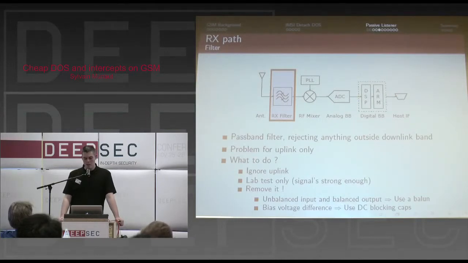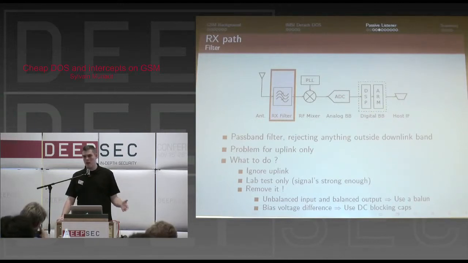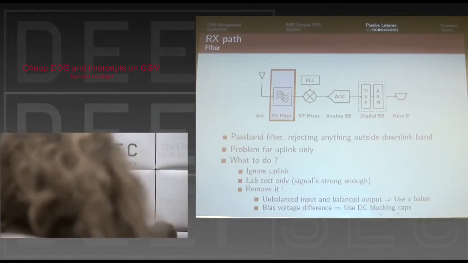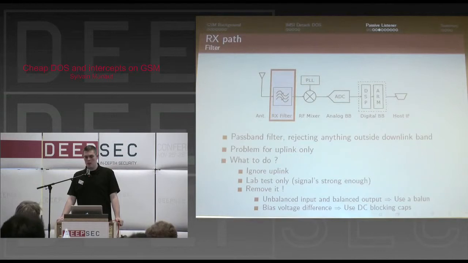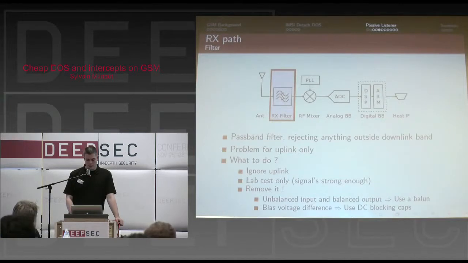And the other problem is a bias voltage difference. Basically, the input signal is referenced to the ground, and the output signal is referenced to some internal reference of the preamplifier. So you have to make sure you use capacitors in the path, which again are like 0402, that's very small. But it works.